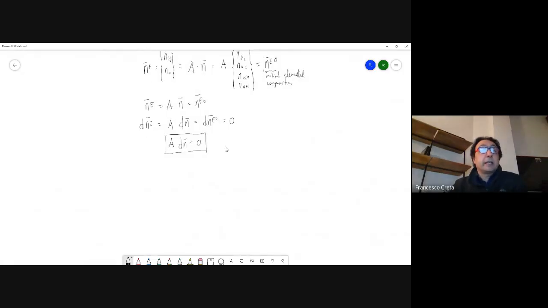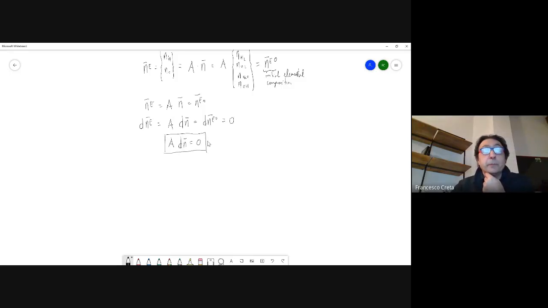The constraint is that the vector dn must be such that if matrix A is multiplied by it, in this case a differential relationship, but it doesn't really matter, this must be equal to 0. So what this tells us is that dn cannot be chosen arbitrarily within your phase space, but it is subject to this constraint.